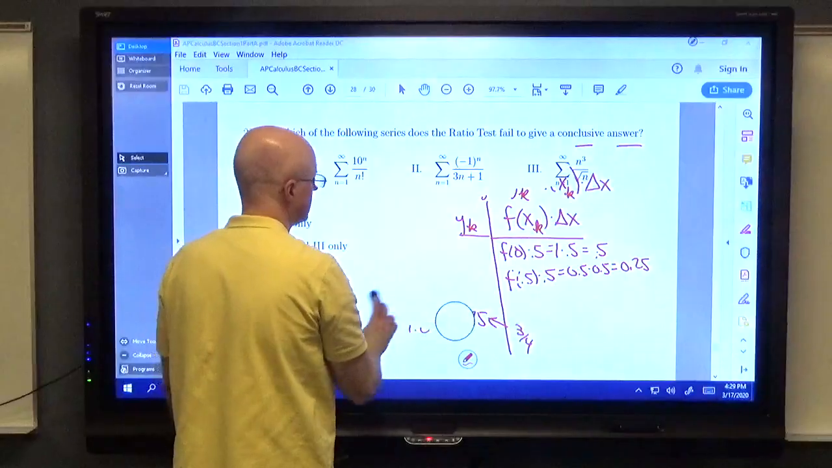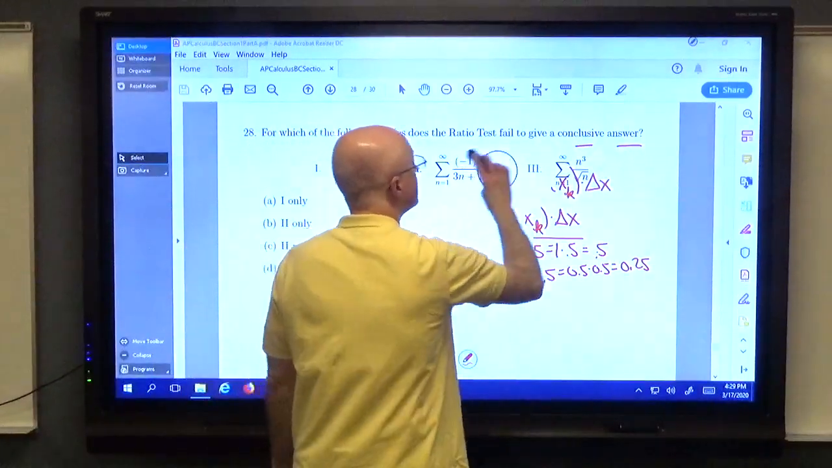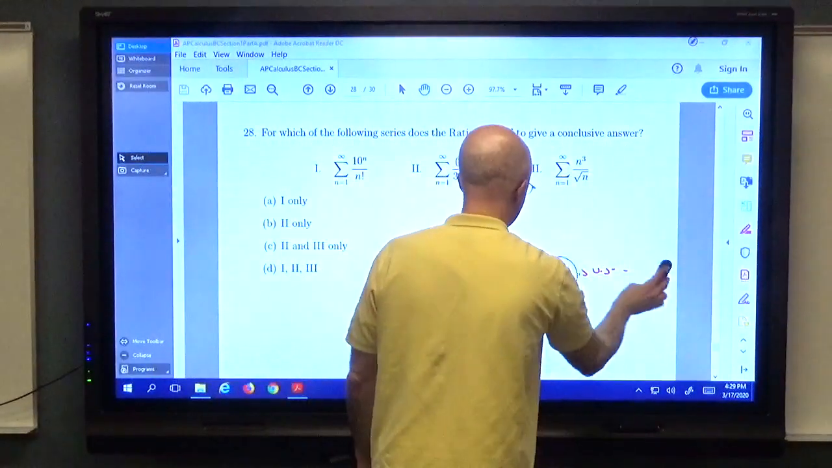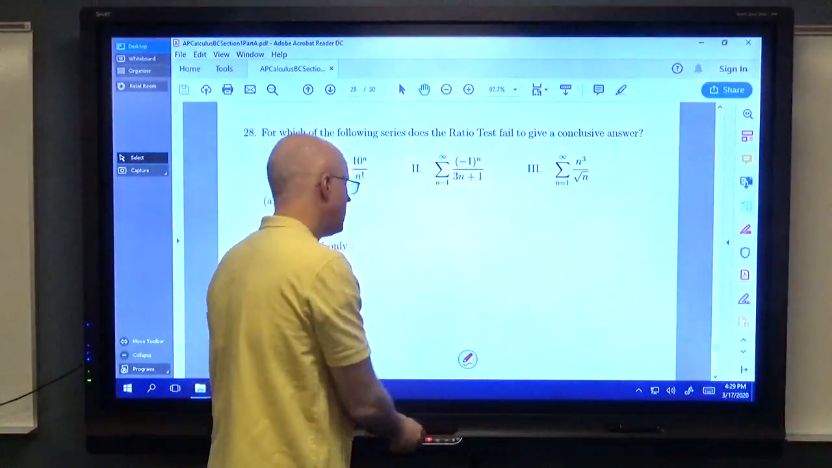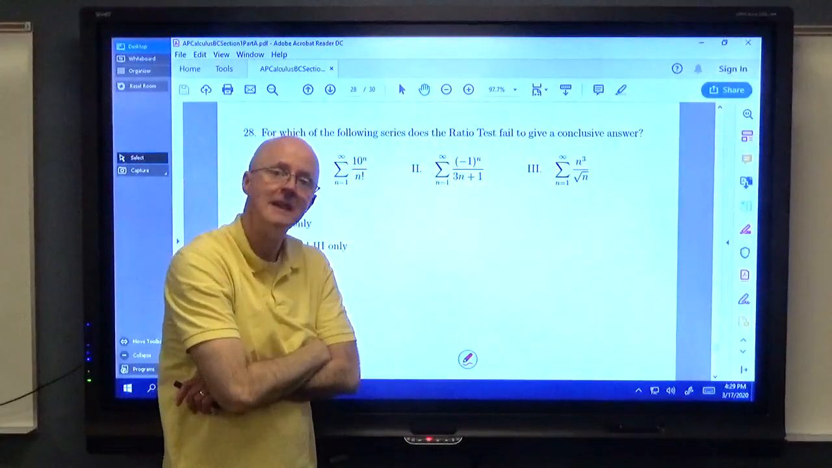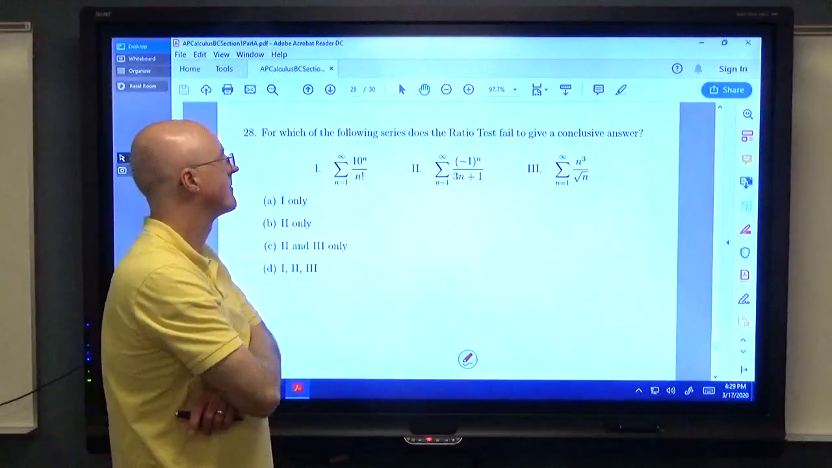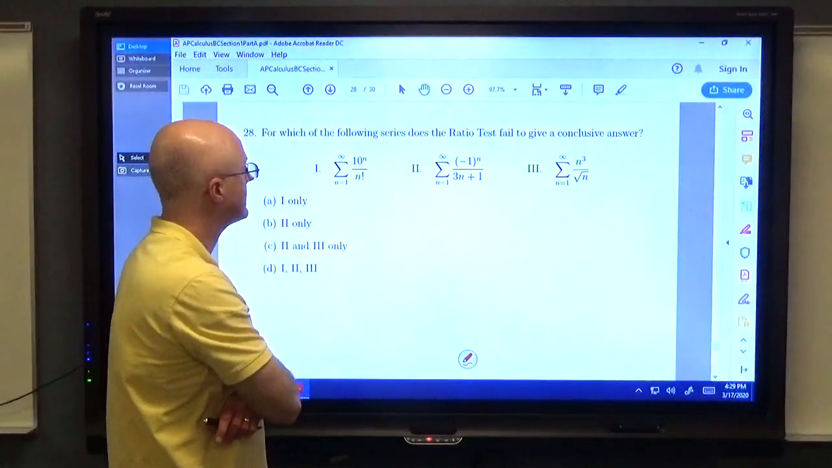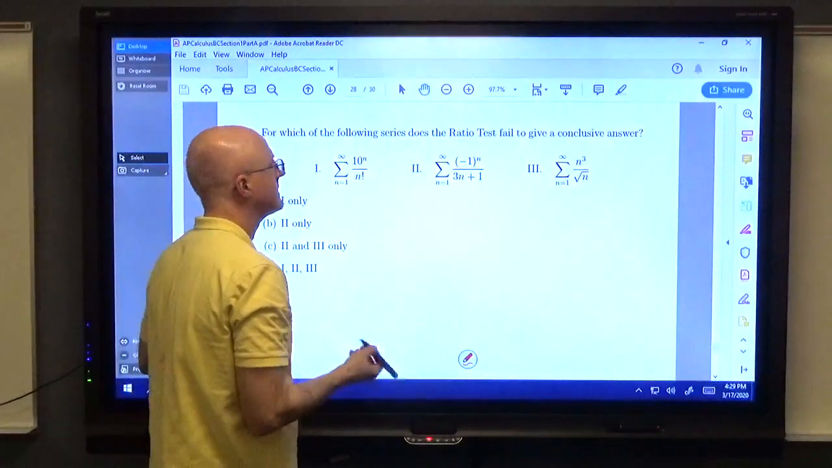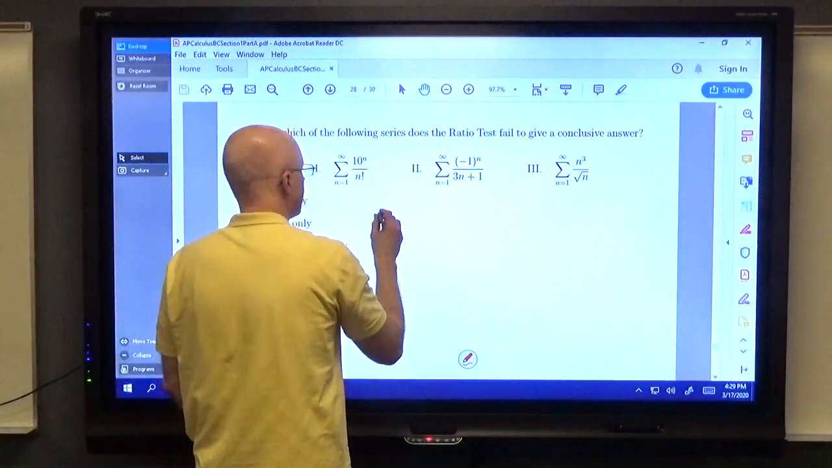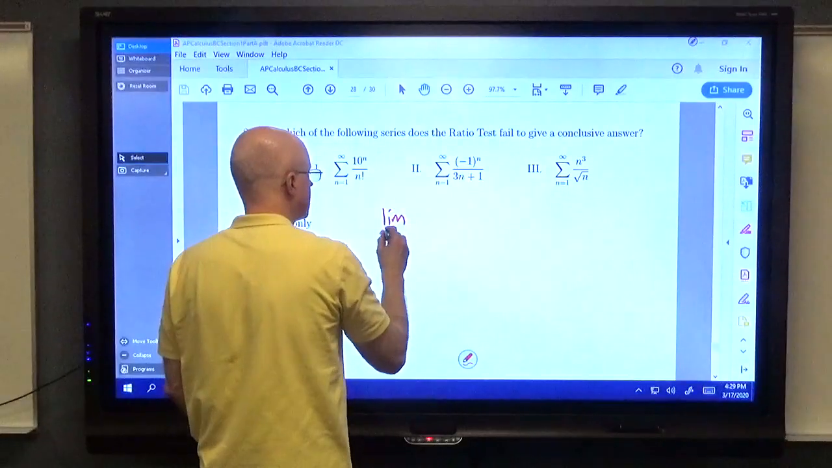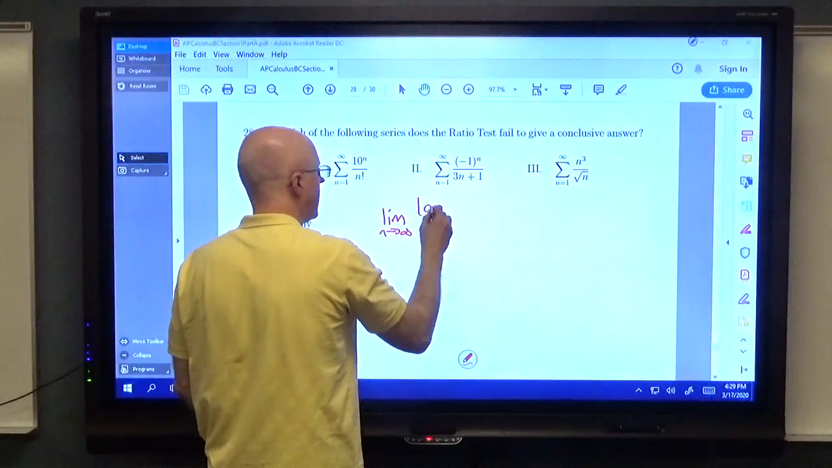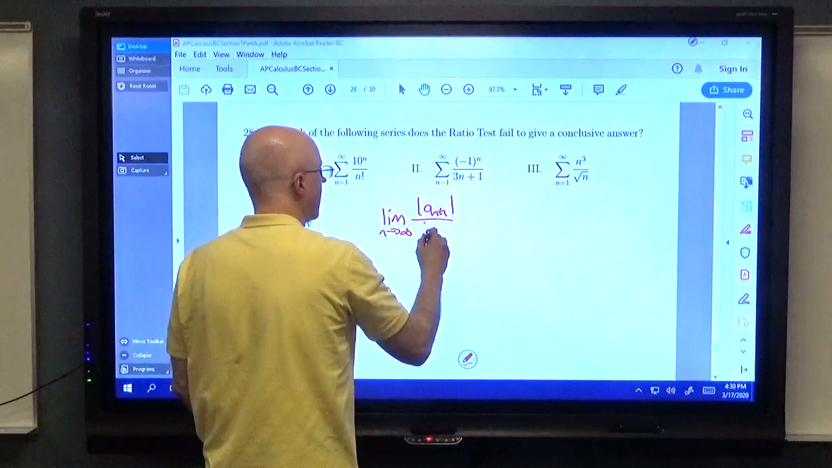For which of the following series does the ratio test fail to give a conclusive answer? Tricky wording. The question is not which of these converge and which diverge. The question is which does the ratio test fail to give a conclusive answer. In the ratio test, you look at the limit as n goes to infinity of the absolute value of a_(n+1) divided by the absolute value of a_n.